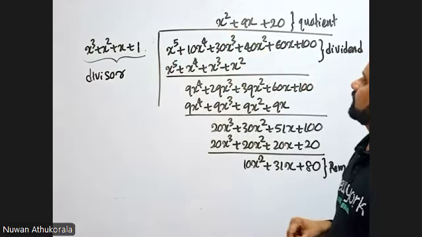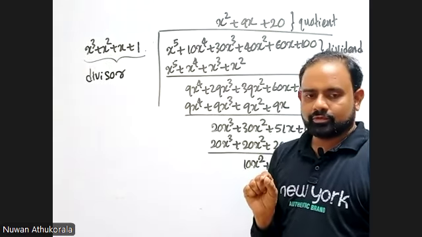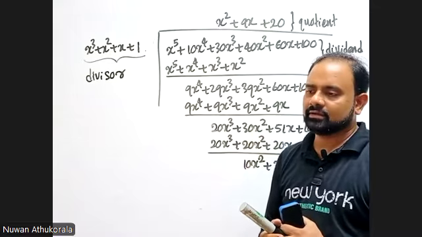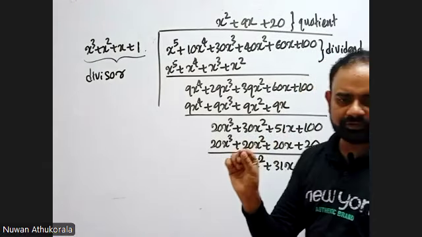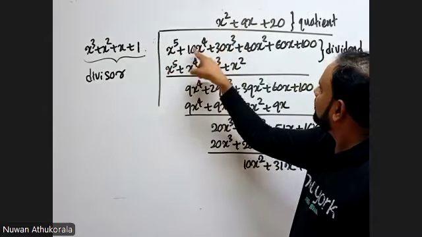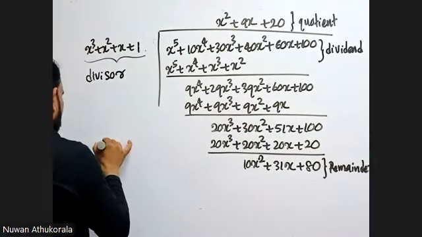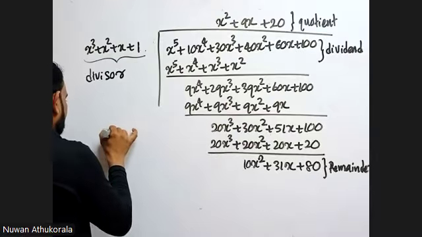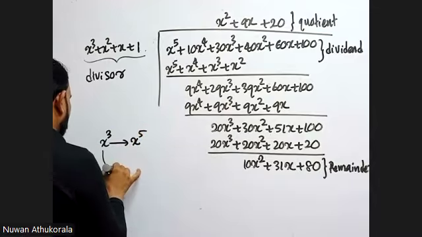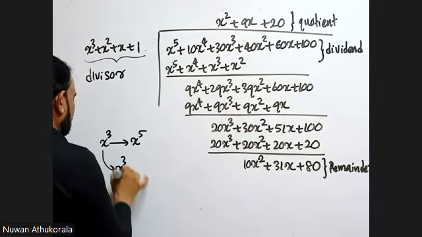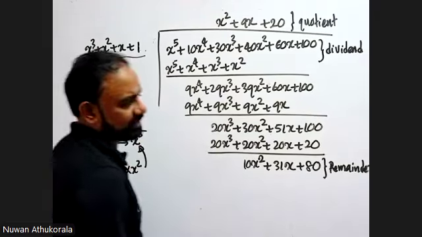How to begin this one? When we are simplifying two polynomials by long division, we have to choose the leading term of dividend and divisor. We have to convert s cube into s to the power 5. How to convert s cube into s to the power 5? S cube should be multiplied by x squared. Final answer is s to the power 5.